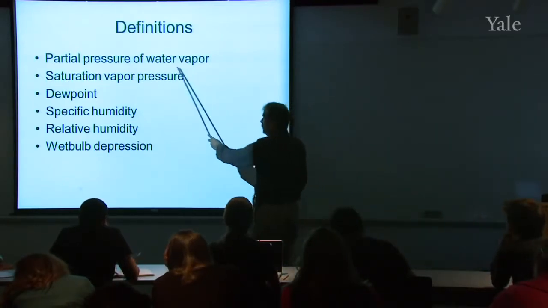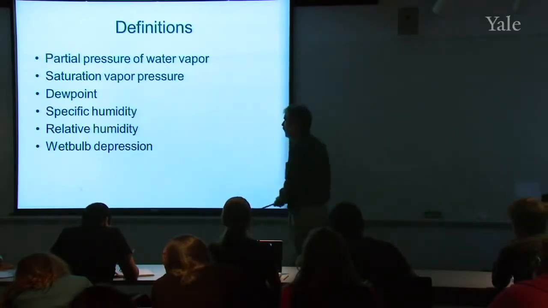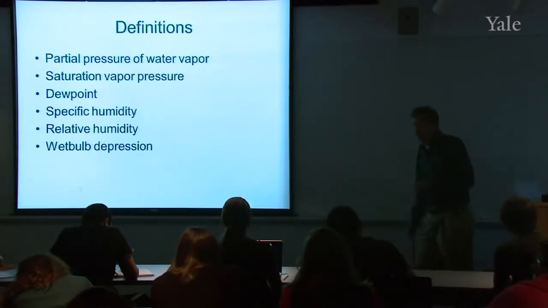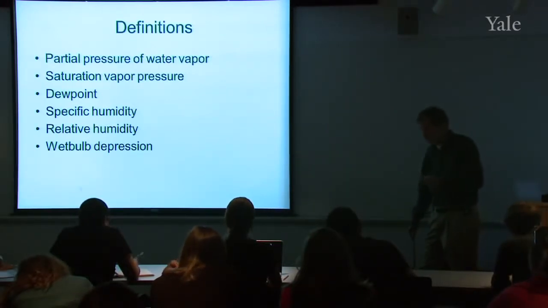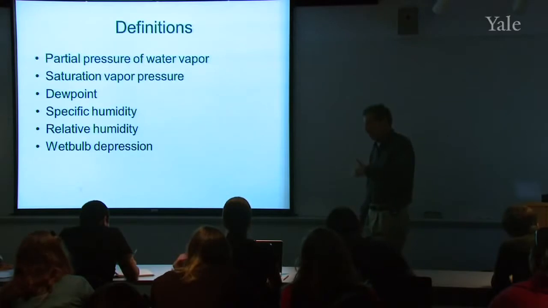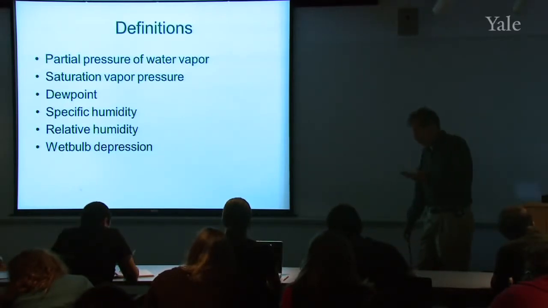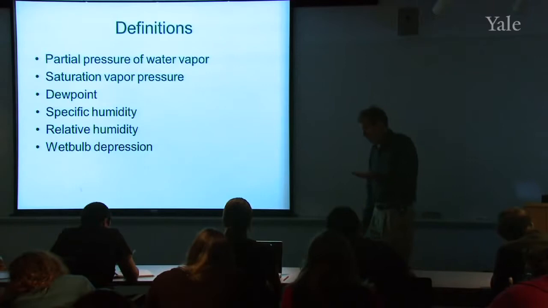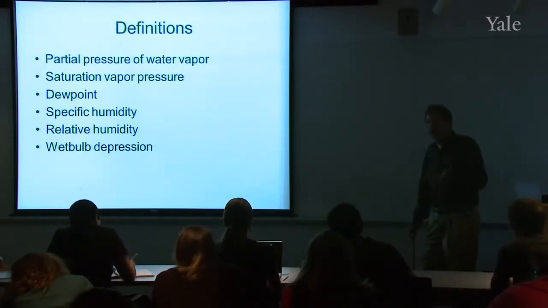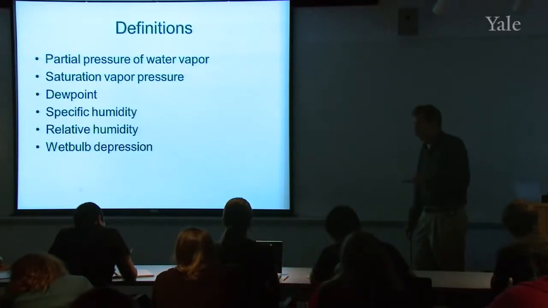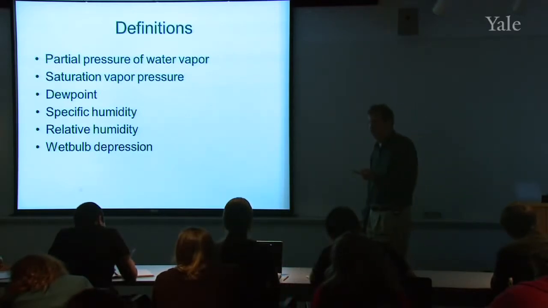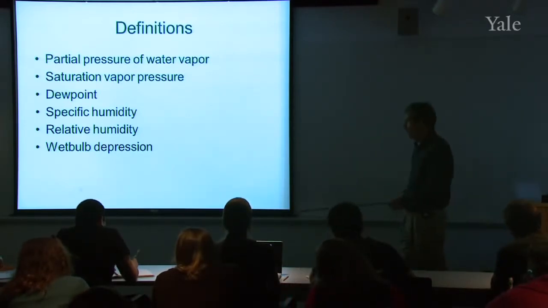So one measure of how much water vapor you have in the atmosphere is the partial pressure. What contribution are the water vapor molecules making to the total pressure of the air? It's probably only a very tiny fraction. If the pressure in this room is 1,013 millibars, maybe only 5 or 6 of those millibars are due to the water vapor molecules, but you should be able to compute that.